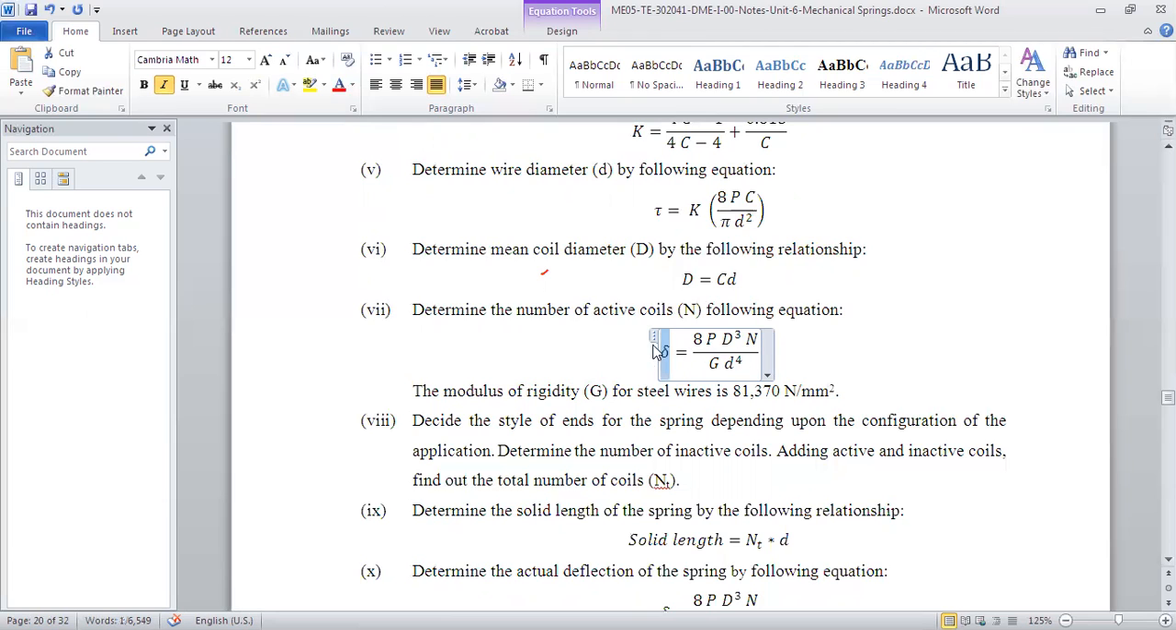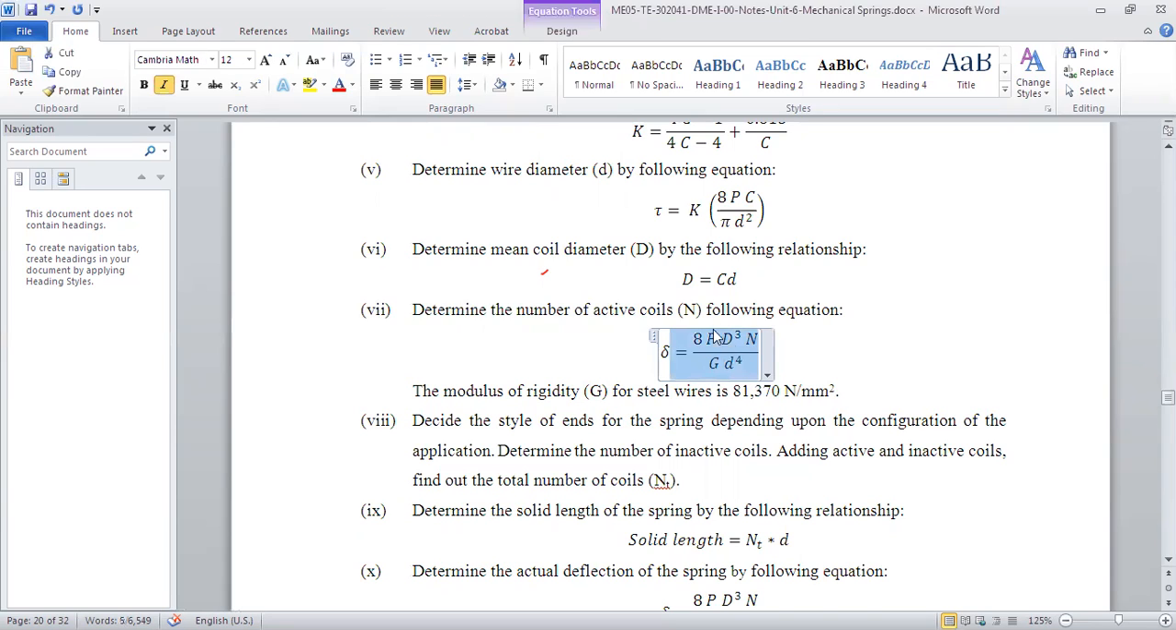Here we know the deflection, we know the load, we know both capital D and small d, and so we know G, the modulus of rigidity of the steel, or whatever material you have selected. For steel wire, we take it as 81,370. If the material is different, we can get it from the material data. With this, we can find the number of active coils.